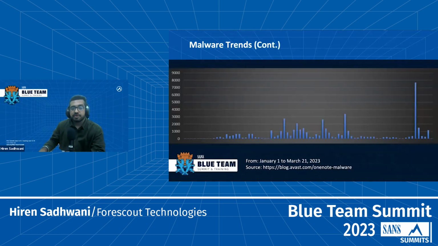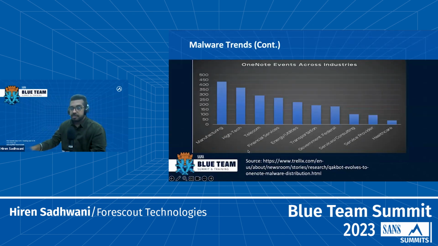Later, this is one of the graphs shared by another team. They shared data from 1st January to 21st March, and these are the stats from their endpoints. If you look at the graph, it goes from very few up to 8,000 or 9,000 infections to the endpoints which they have blocked. So it was so wild during the first few months of 2023.